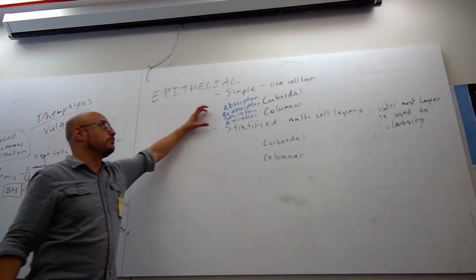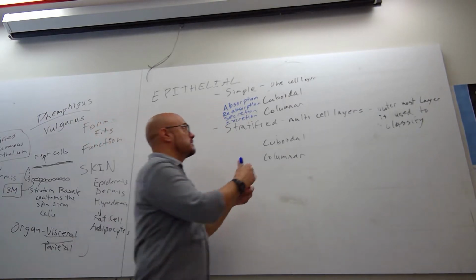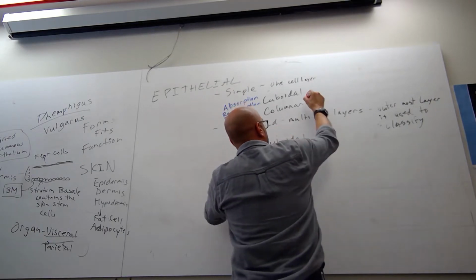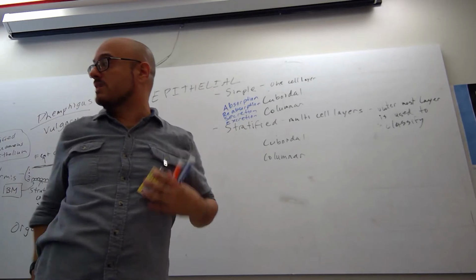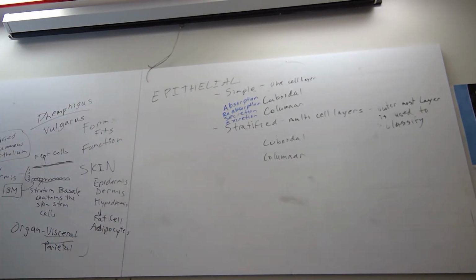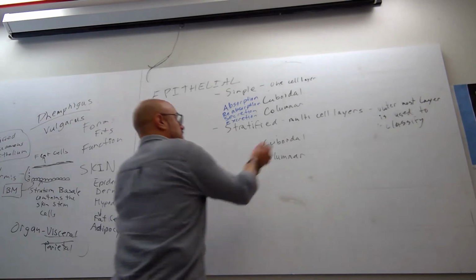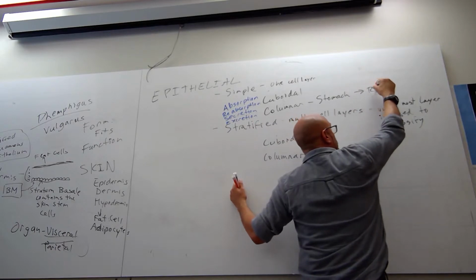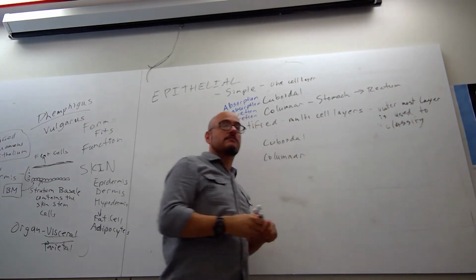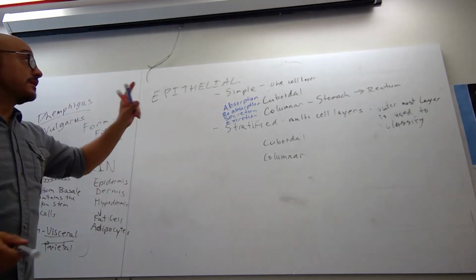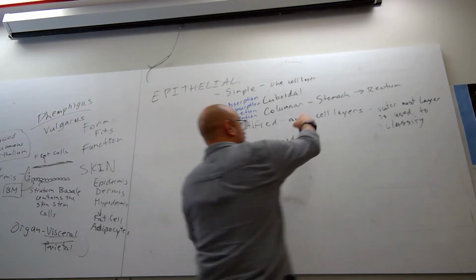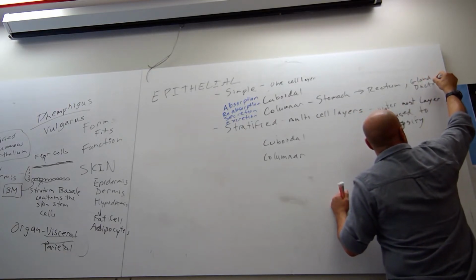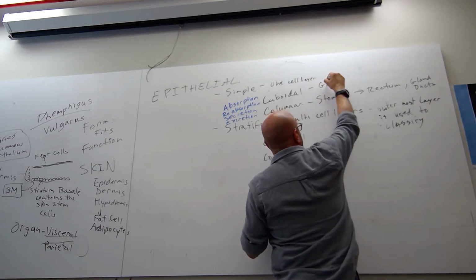So when you look at cuboidal and columnar, guys, don't get me wrong, there are going to be places where you'll find columnar or cuboidal. One place in particular where you will definitely find simple columnar, I have a feeling, is from the stomach all the way down to the rectum. Okay? And the cuboidal you'll find in glands, whereas gland ducts are columnar.